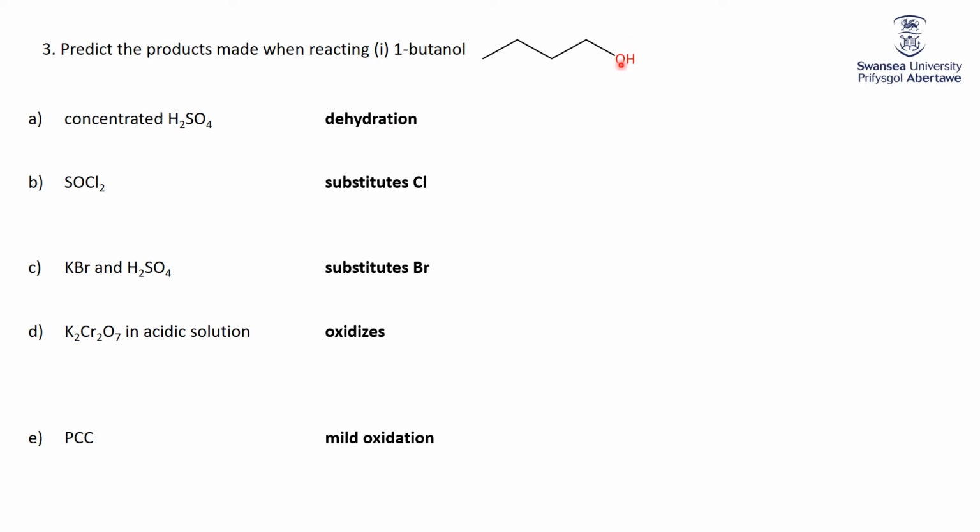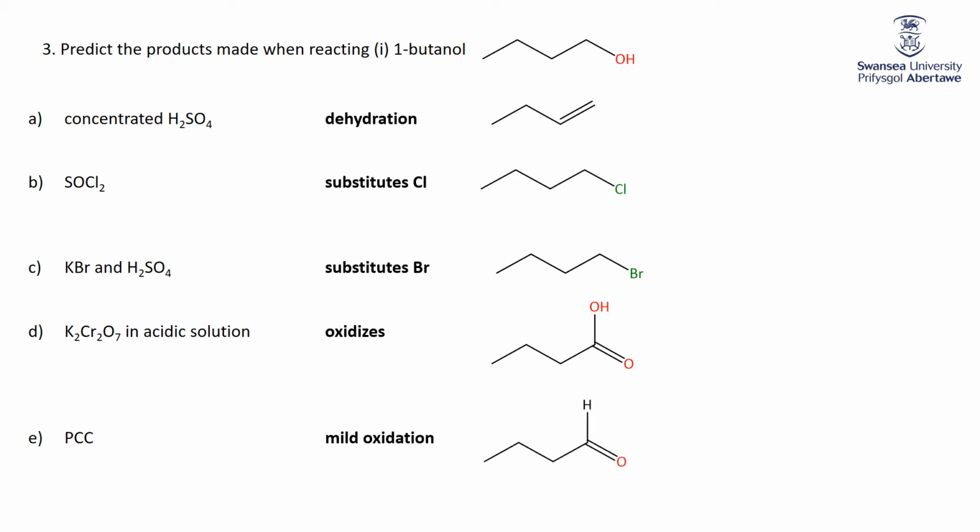Well, anyway, let's see what happens when we take 1-butanol and we dehydrate it. So we'll lose the OH off this and then an H off that one. So we will make 1-butene, but-1-ene. Substitute Cl, fairly straightforward. We'll just make 1-chlorobutane, 1-bromobutane when we do the bromine. Now let's oxidize. Well, it's a primary alcohol, which when we oxidize it fully, turns into the acid, so butanoic acid. When we have a mild oxidation of a primary alcohol, we'll turn it into the aldehyde, so butanal.